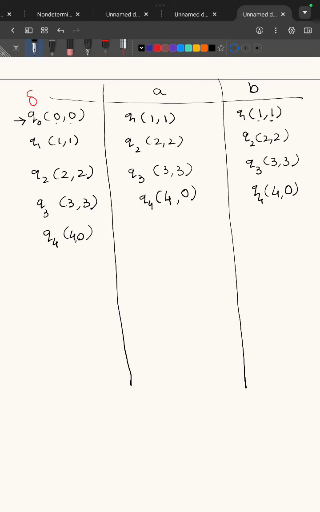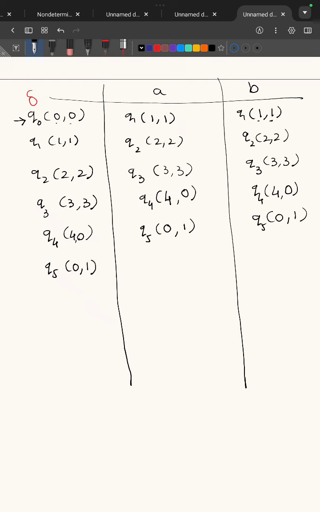If I see one more A or B, the length will become 5. If the length becomes 5, 5 mod 5 will be 0, and 5 mod 4 will be 1. So it is 0, 1. I am naming it as Q5, 0, 1.